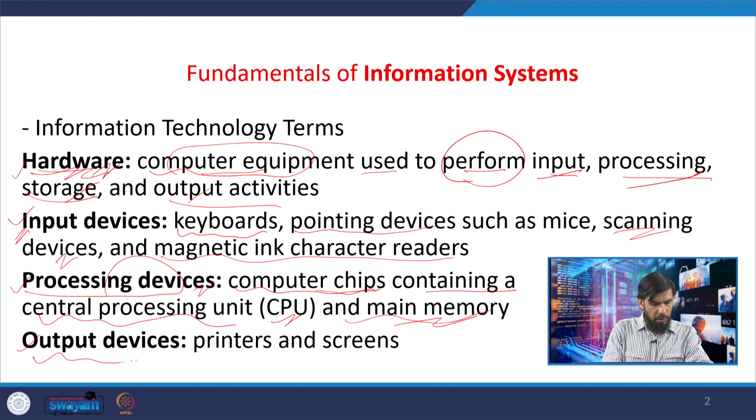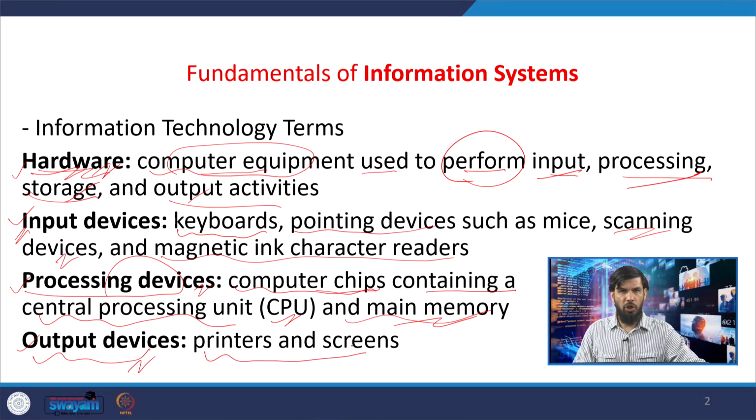Next are output devices. There we can list printers and screens. On the screen we see the output. Whatever the output is after processing the input, it can be displayed on the screen or printed out. So, these become the output devices, and through them we get to know the output of that particular activity.